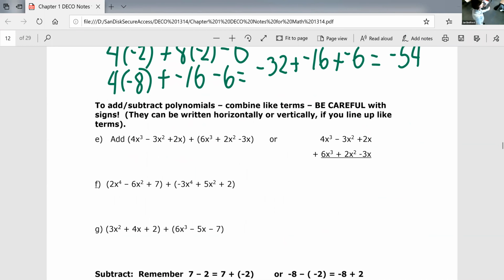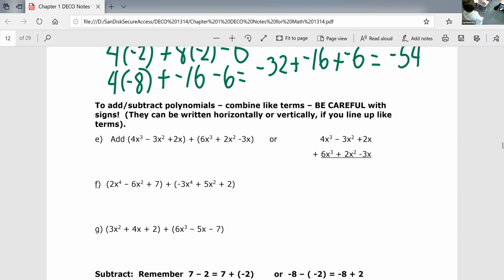Now, if we have polynomials where there's a bunch of terms and we're supposed to be combining them, adding or subtracting, you've got a couple of ways you can go about it. You can do it horizontally, but if you do it horizontally, you really need to do what I was showing you a minute ago, where you underline, circle, box, something so you see that you have all the terms.